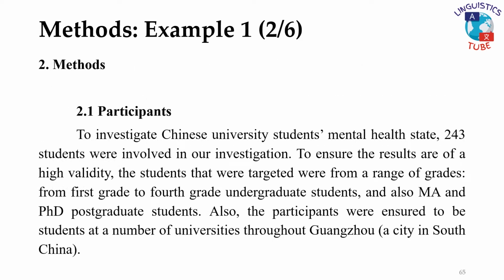Section 2. Methods. Section 2.1. Participants. To investigate Chinese university students' mental health state, 243 students were involved in our investigation. To ensure the results are of a high validity, the students that were targeted were from a range of grades, from first grade to fourth grade undergraduate students, and also MA and PhD postgraduate students.